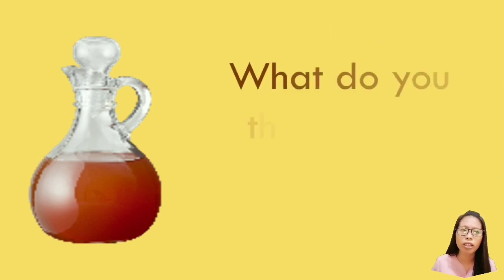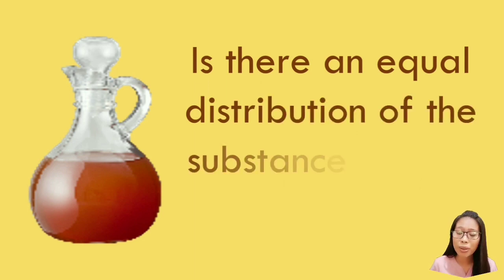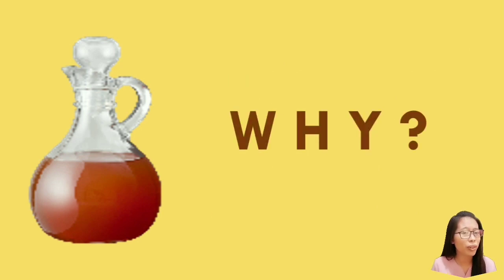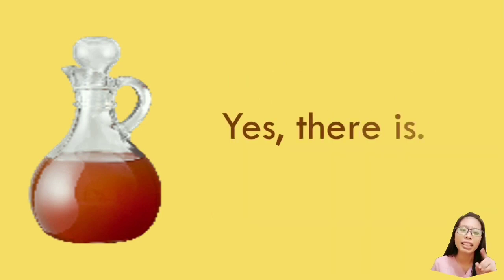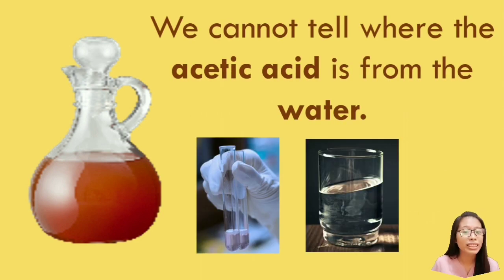Look at this picture. What do you think it is? Yes, it's a vinegar. What do you think about the vinegar? Is there an equal distribution of the substances in this mixture? Why do you think so? Yes, there is, because we cannot tell where the acetic acid is from the water.